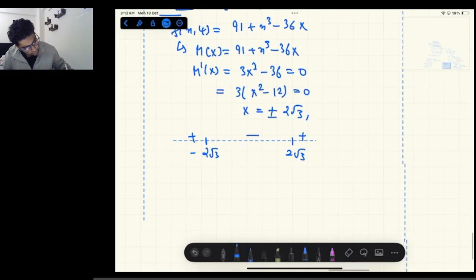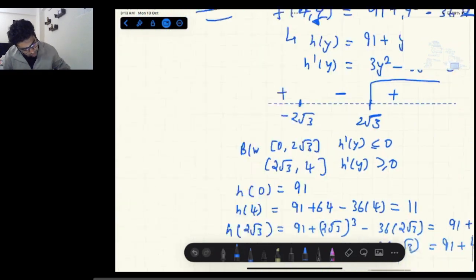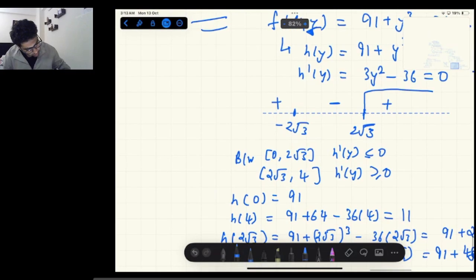So m dash x is less than equal to 0 for all x belongs to 0 comma 2 root 3, and m dash x is greater than equal to 0 for all x belongs to 2 root 3 comma 4. The same thing that I wrote just here, right?